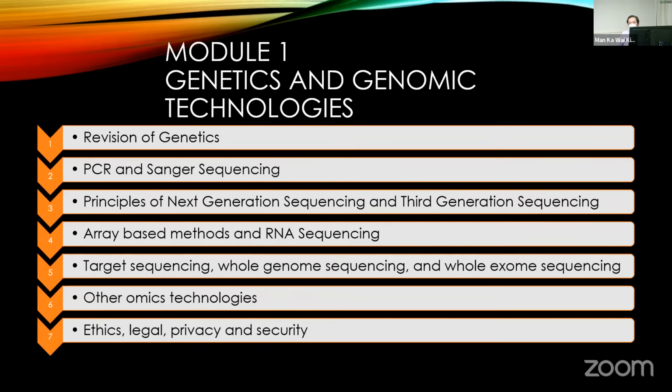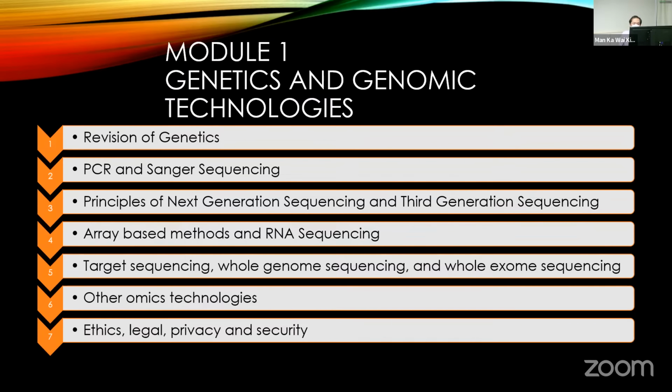Well, here are those general topics covered in the first module. The first part is a revision of genetics. So that's a very important area, genetics, for you to understand all the technology as well as the further analysis. So there would be a revision. Don't worry, I'm sure that most students who would like to study bioinformatics have definitely studied genetics before. So that's only a recap.